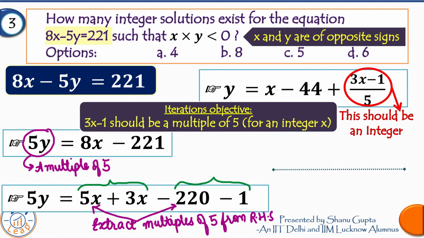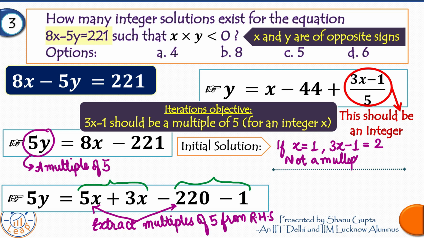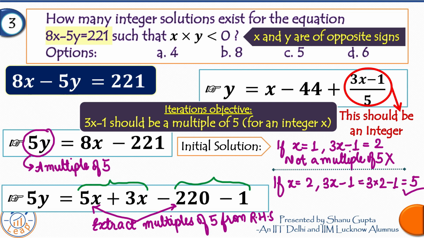Now let us find our initial solution. If we take x is equal to 1, 3x minus 1 is equal to 2. 2 is not a multiple of 5. So we drop this value of x and move on to the next possible value. x is equal to 2. For x is equal to 2, 3x minus 1 is equal to 5. Bingo, we have arrived at an initial solution here. For x is equal to 2, y is equal to 2 minus 44 plus 1. y is equal to minus 41. This solution satisfies the constraint that x into y should be less than 0 because x is positive and y is negative.